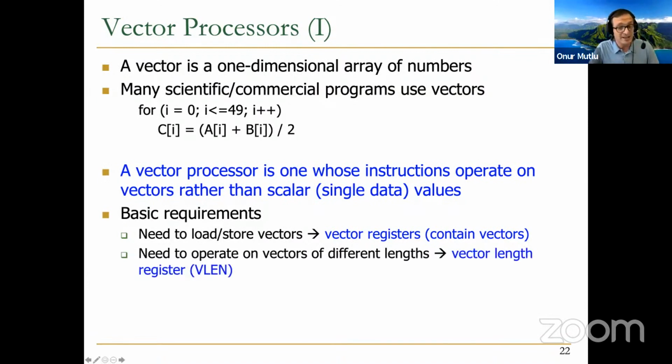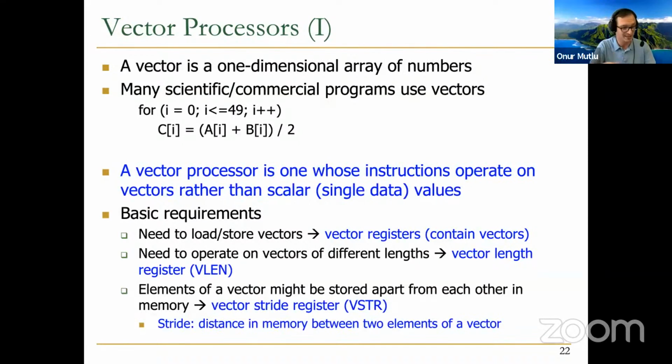You need to operate on vectors of different lengths, meaning that you should be able to set the vector length register. The vector length register specifies how many operations each instruction specifies at a given point in time. The maximum is the hardware vector length. But the software can set the vector length to something less than or equal to the hardware's allowed vector length, basically. Okay, we will see this.